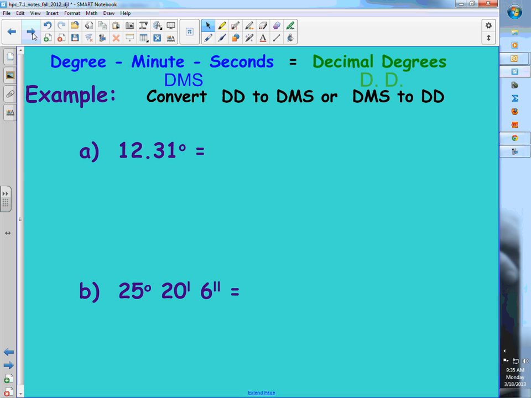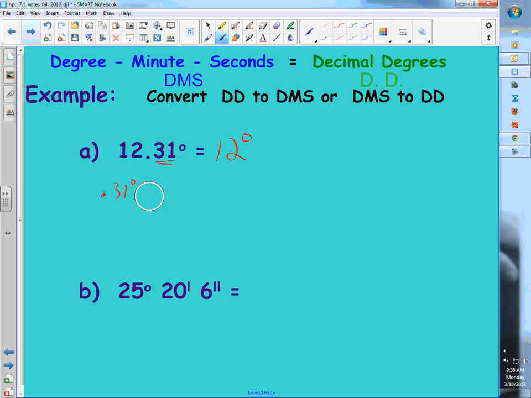How are we going to convert? If we have all degrees, and we want to change decimal degrees to degrees, minutes, seconds. If this is 12.31 degrees, and I want to do degrees, minutes, seconds, how many degrees is there going to be? Well, there's 12 full degrees. How do you change 0.31 degrees into minutes? Divide by 60? Multiply? Not very confident on that one.